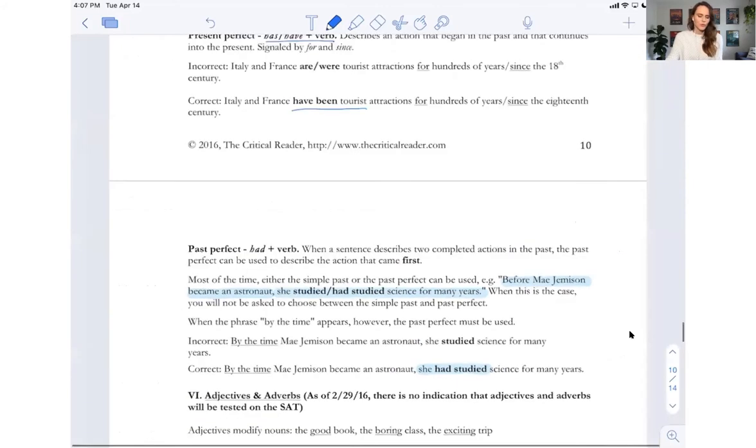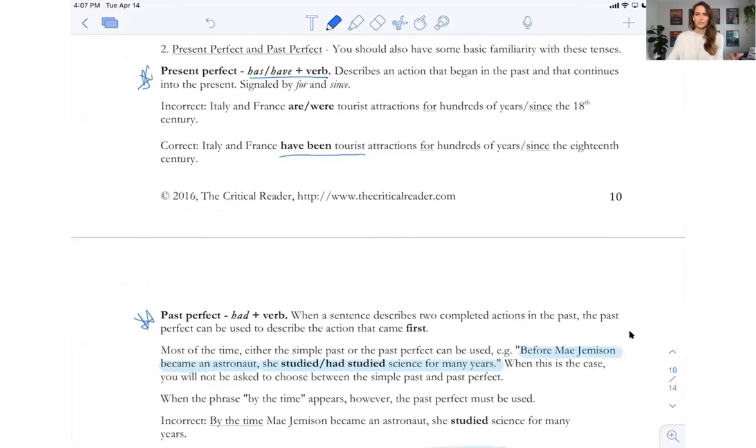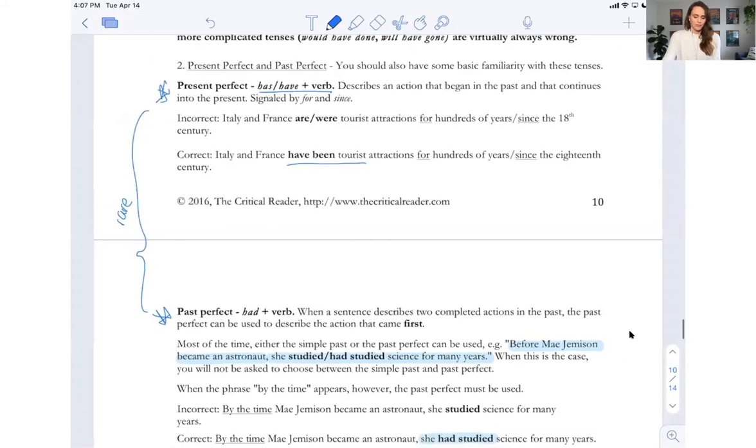So these two are probably the trickiest questions for the SAT. They're also pretty rare. You're not going to see a ton of these. So I wouldn't spend all your time learning this. I would first make sure you know everything else in the document. And then if you are golden on everything else, you can spend some time really brushing up on past perfect and present perfect.